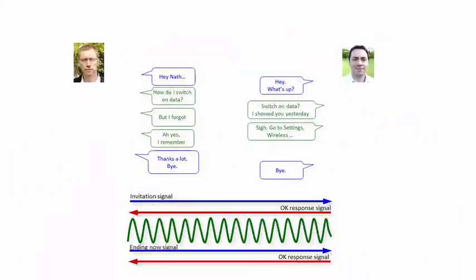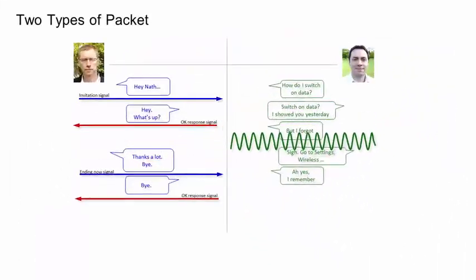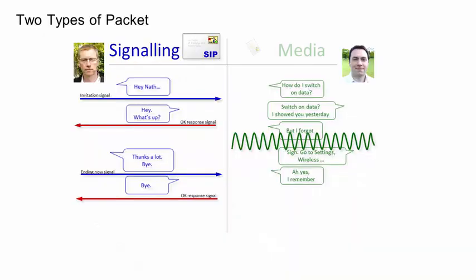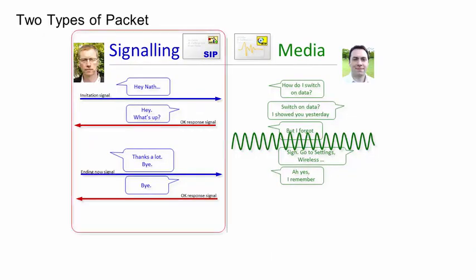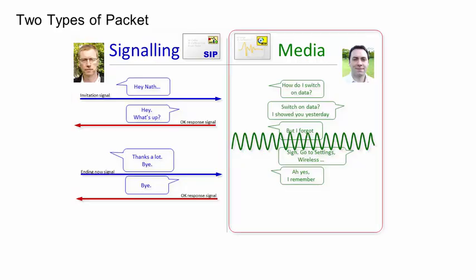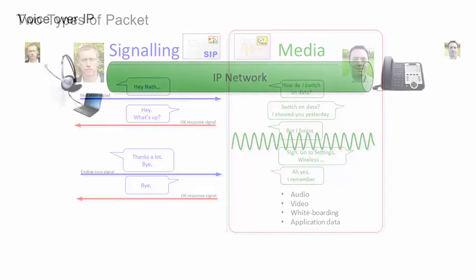In IP communications, there are two types of IP packets. There's signaling packets and media packets. Signaling packets to establish or set up the session, and media packets to then convey the audio, the video, the whiteboarding data, and so on.